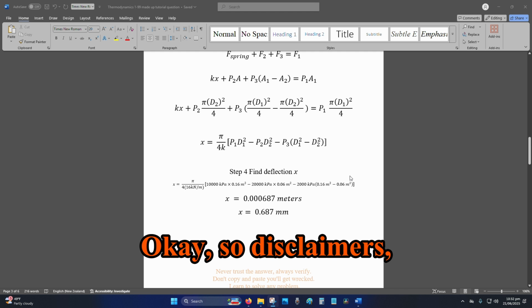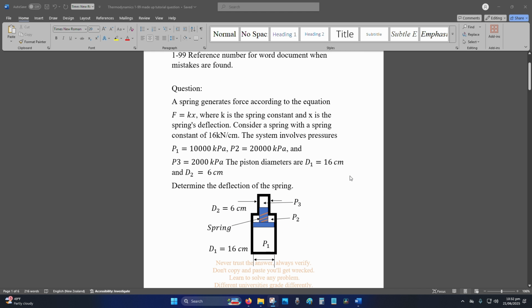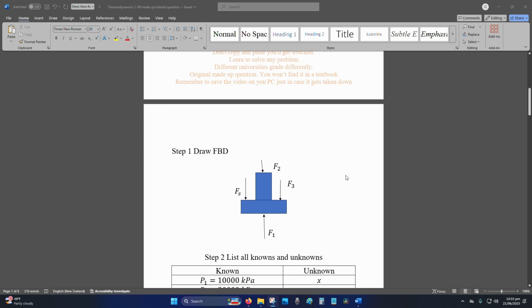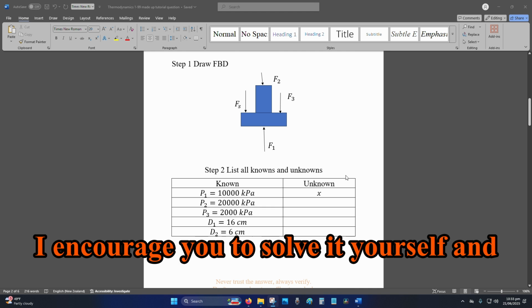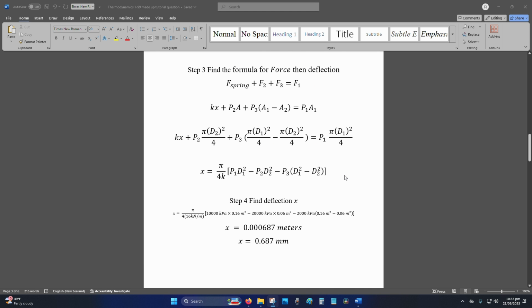Okay, so disclaimers, the method is correct. However, I do make calculation mistakes. I encourage you to solve it yourself and see if you get the same answer.